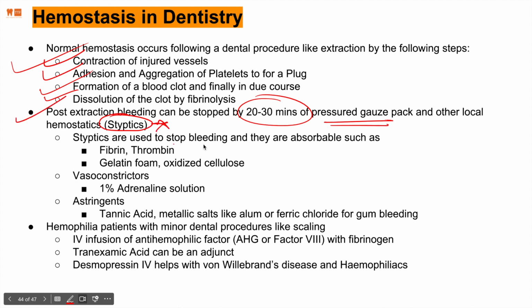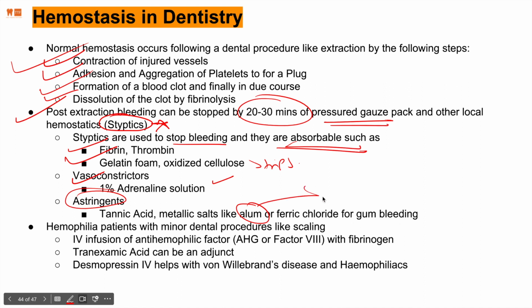Styptics are used to stop bleeding, and they are absorbable, such as fibrin and thrombin packs, gelatin foam, oxidized cellulose. These are strips that can be inserted into sockets. And we could also use vasoconstrictors, so that's 1% epinephrine adrenaline solution basically. And astringents, also something that stops blood, such as tannic acids, metallic salts like alum, ferric chloride for gum bleeding.